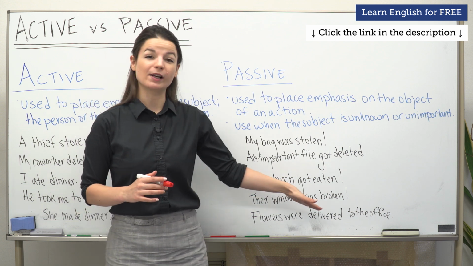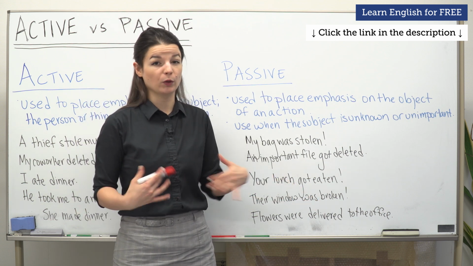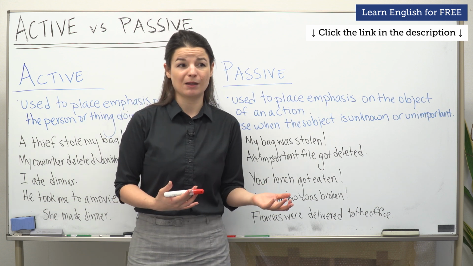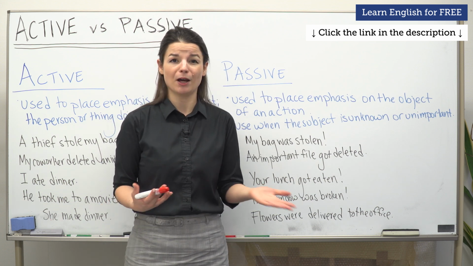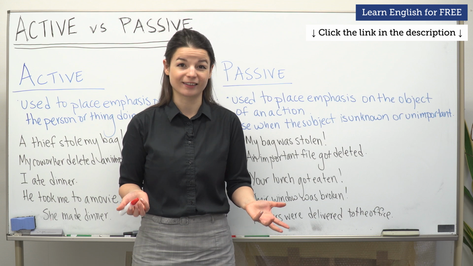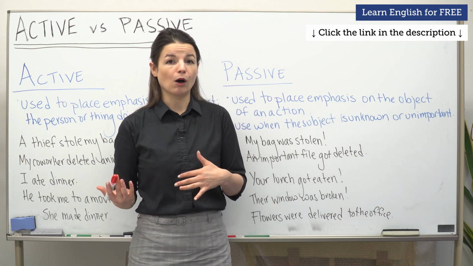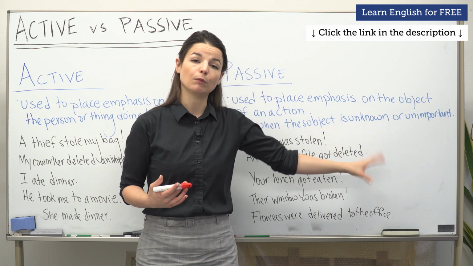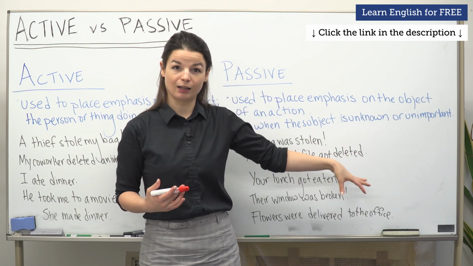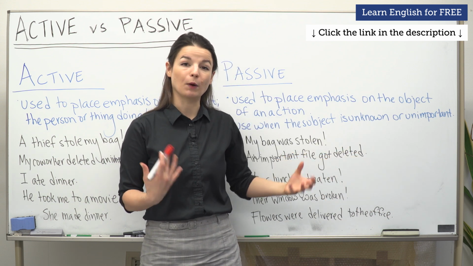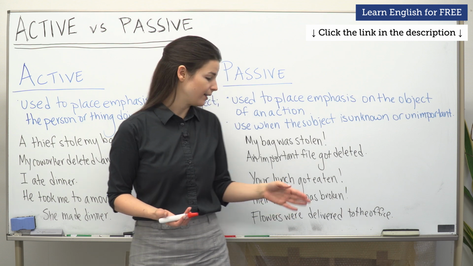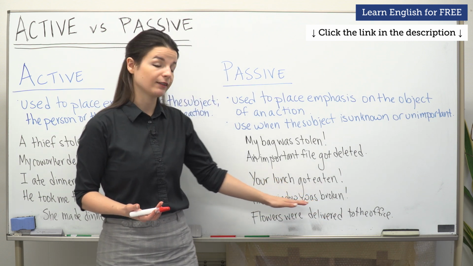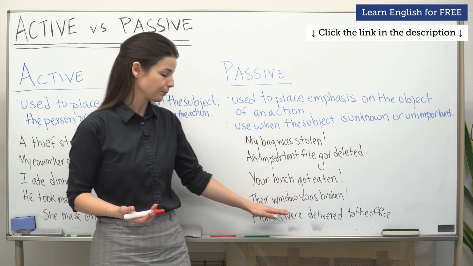Okay, let's take a look at one more sentence. Their window was broken. We don't know how the window was broken. Maybe it was a person, maybe it was a burglar, maybe it was bad weather, maybe just a strange accident. We don't know how or who broke the window, so we can omit, we can remove any identifying information about who or what completed the action. Instead, we focus on the window. Their window was broken. This is the focus of this sentence.